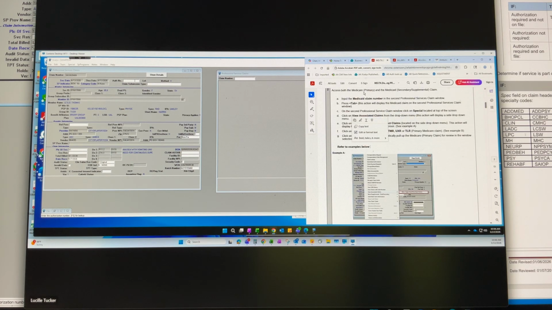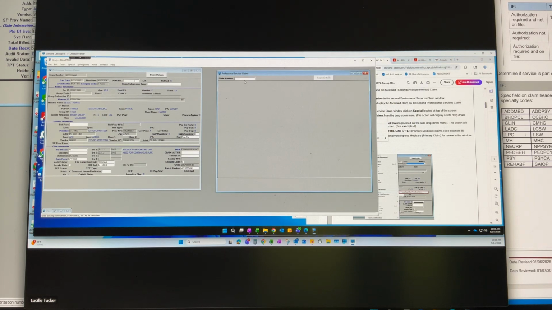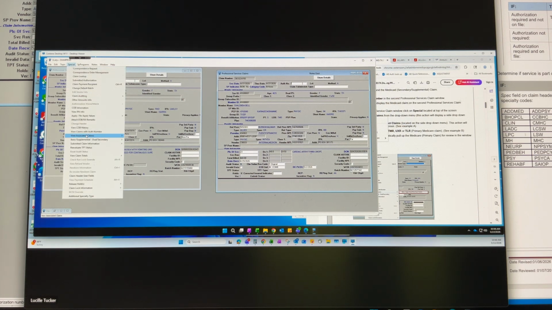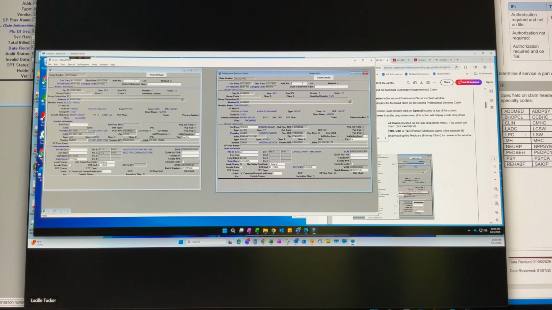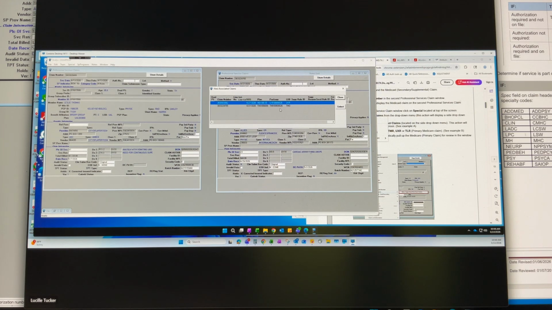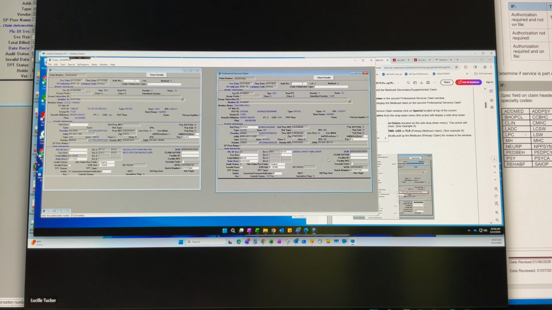Access both the Medicare primary and the Medicaid claim. Like we do in New Jersey, I have a second professional claim screen up, and I'm going to go to special, view associated claim. I'm going to pull the Medicare. How I know this one is the Medicare is the LOB ends in R, and the plan ID is all numbers. And now I have my Medicare claim pulled.